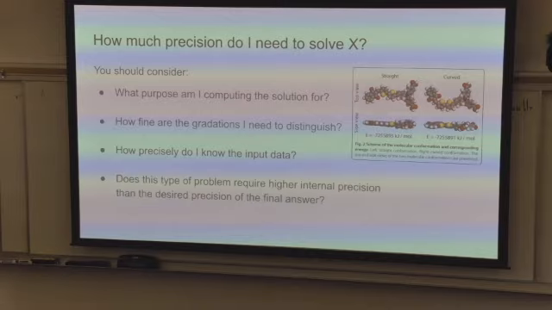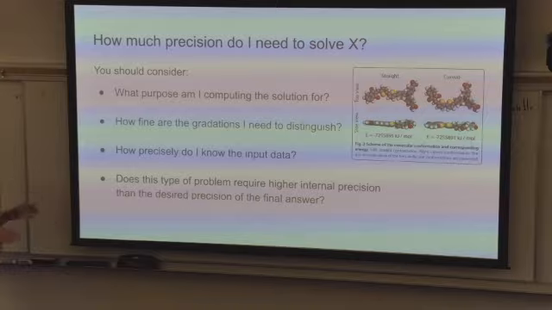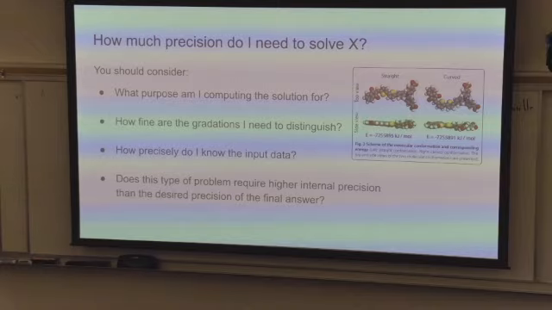And finally, does the type of problem I'm working on require higher internal precision than the desired precision of the final answer? There are some mathematical problems that have this property. Even if I only want the final answer to 3 digits, say, I'll have to carry all the internal calculations to 6 or 7 or 8 digits, something like that. Let me try to give you an intuition for why this occurs. So here's a nice example.